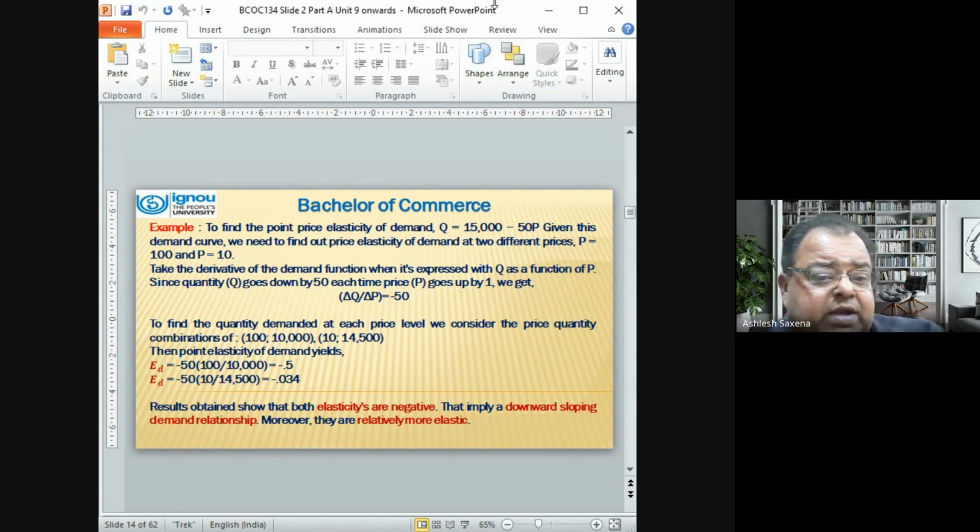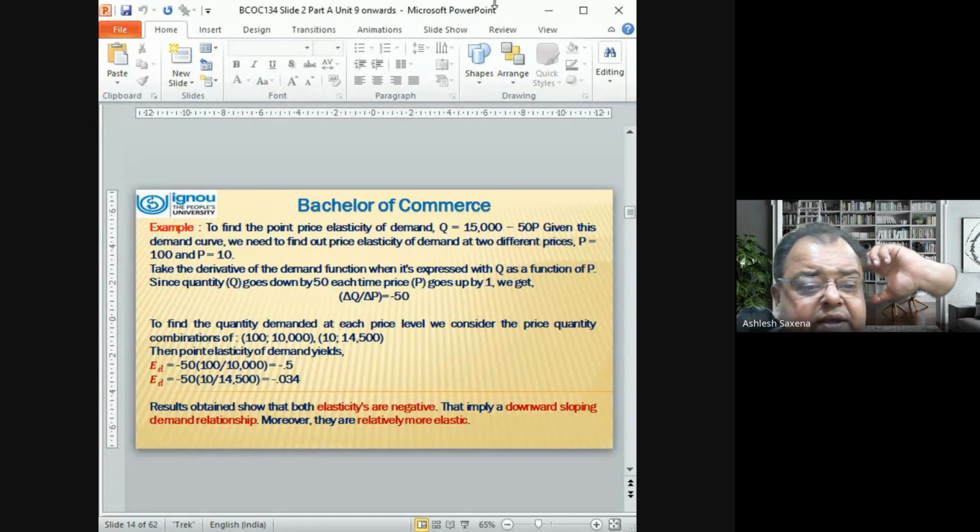Now we take the derivative of the demand function when it is expressed as Q as a function of P. Since quantity Q goes down by 50 each time the price goes up by 1 unit, we get delta Q upon delta P equal to minus 50. To find the quantity demanded at each point, we consider the price quantity combinations of 100, 10,000, and 10, 14,500.